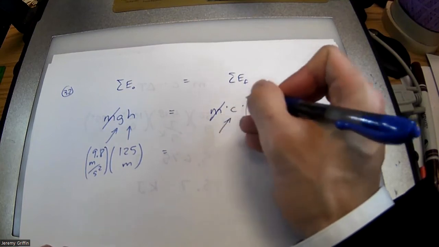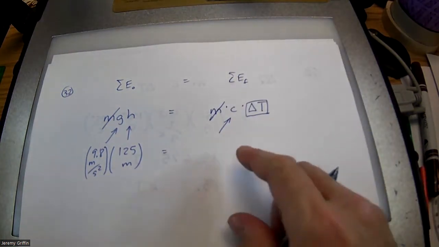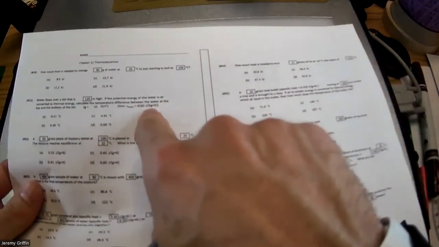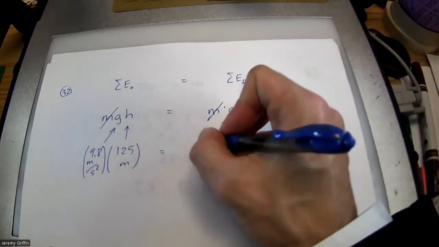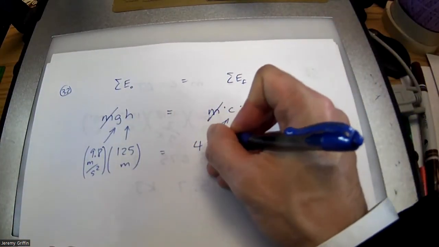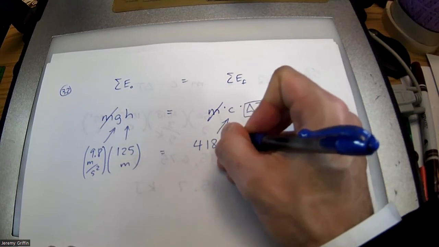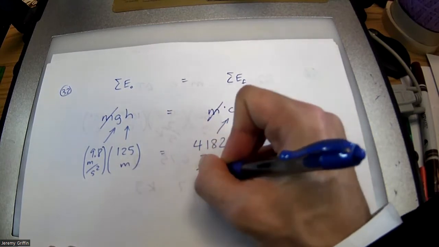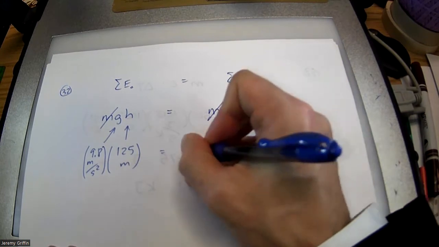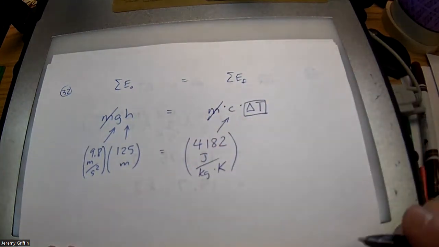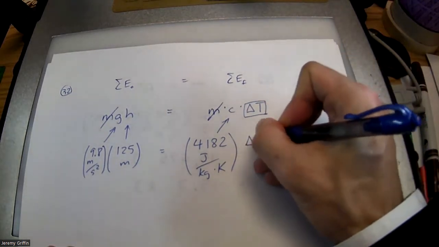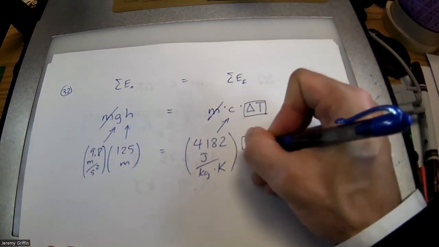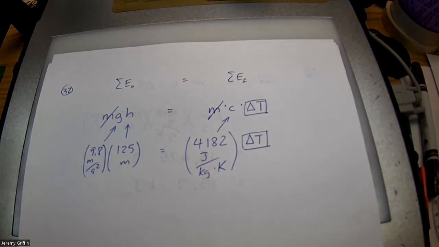Now here's where things get tricky, and I gave you guys a hint at the end of that one. I said to use this for the specific heat capacity of water: 4,182 joules per kilogram Kelvin. See, last question we used joules per gram Kelvin, so it was like 4.18. Now it's 4,100, because we have to go back to base SI units, which is kilograms, not grams.